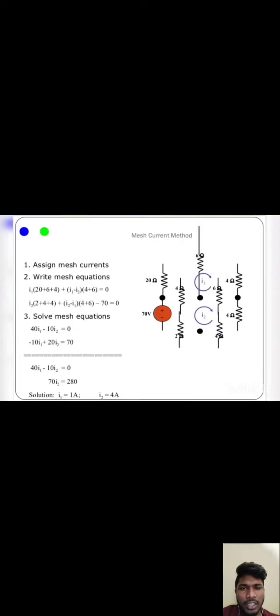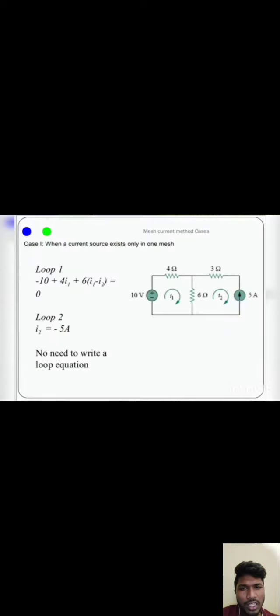Mesh current method: assume mesh currents, write mesh equations, solve the mesh equations. We can find the current: I1 of (20 plus 6) plus (4 minus) (I1 minus I2) of (4 plus 6) is equal to 0, and I2 of (2 plus 4) plus 4 plus (I2 minus I1) of (4 plus 6) minus 70 is equal to 0. By solving these two equations, we get the currents.